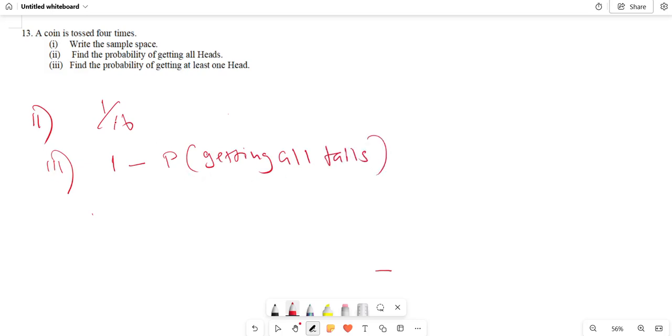You know that getting at least one head means there is only one case where you are not getting at least one head. That is the case where you are getting all tails. So when you subtract all tails from the total probability, then you get the answer. You know that getting all tails means t t t t, that is only 1. So 1 minus 1 divided by 16, that means it is 15 divided by 16. Okay, so that's the answer for this question. That is not a difficult question, a pretty easy question.